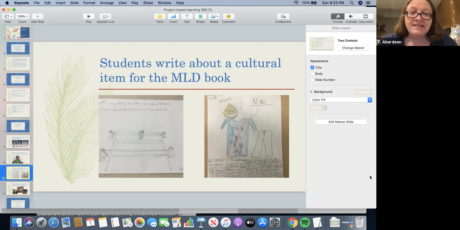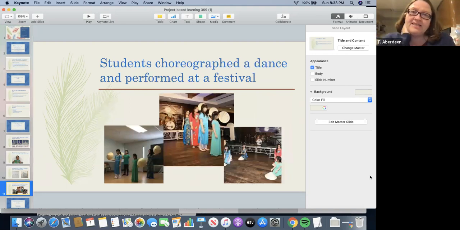Okay, next slide. So here is a dance. Every year, the children at our school produce a performance for Lunar New Year. Lunar New Year, you would have heard it called Chinese New Year, which is offensive to other people who celebrate the same holiday who are not Chinese.